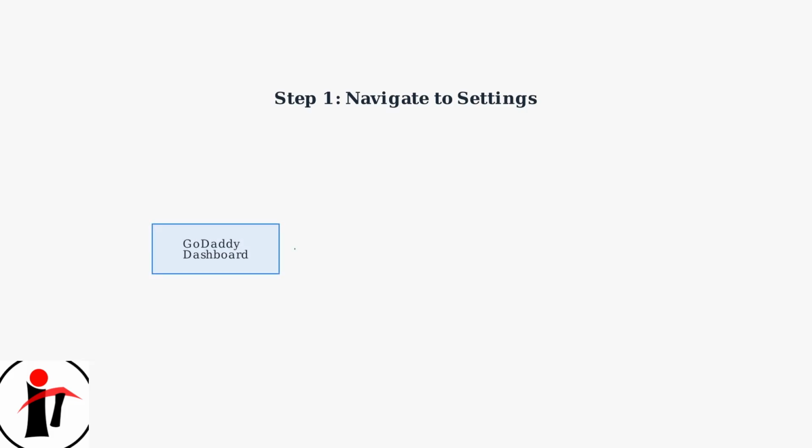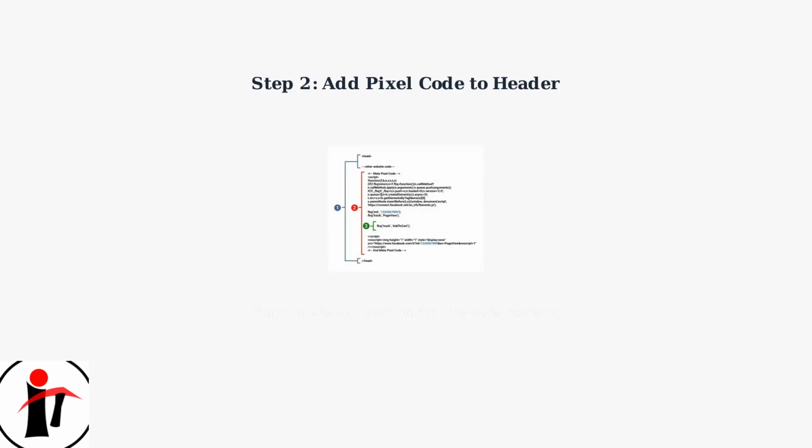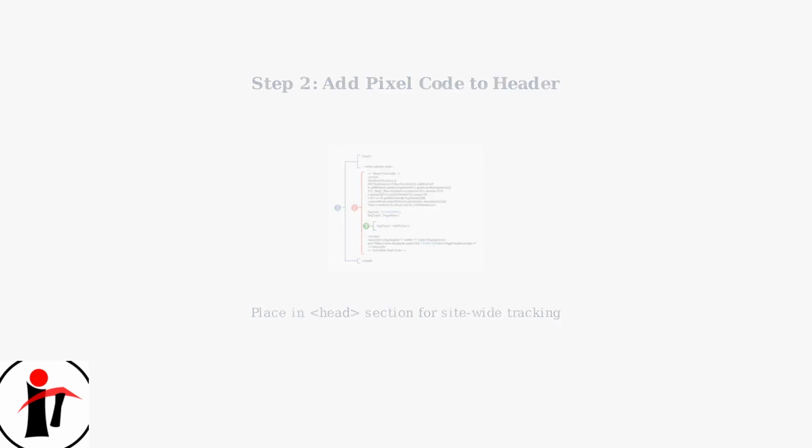First, access your GoDaddy Website Builder dashboard. Navigate to Settings, then find the SEO and Analytics section. This is where you'll add your Metapixel code. In the SEO and Analytics section, you'll add the Metapixel code to the site-wide header. This ensures the pixel loads on every page of your website for comprehensive tracking.